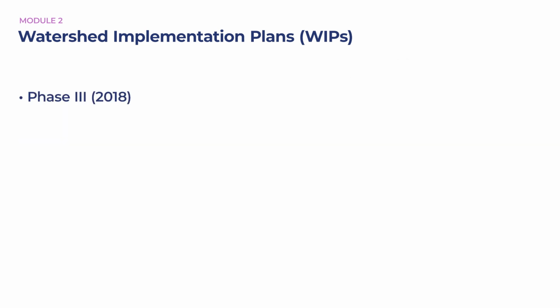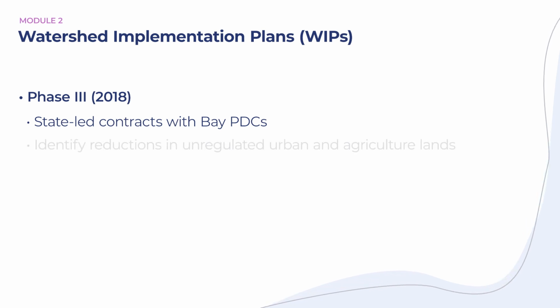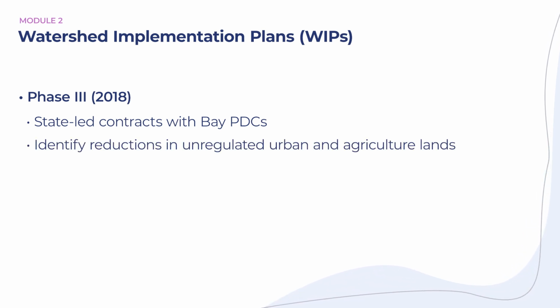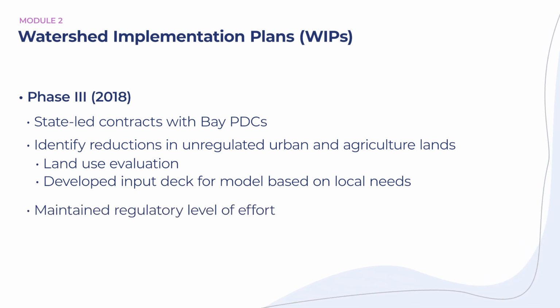In 2018, the Phase 3 WIP was developed, also focusing on local and regional needs. The state contracted with all planning district commissions within the Virginia Bay watershed. Virginia zeroed in on loads from unregulated development and agriculture. Many of the regulatory programs were working. Wastewater treatment plant permits were established and plants were being upgraded, and MS4 permits were in place to ensure stormwater was being treated in urban areas.